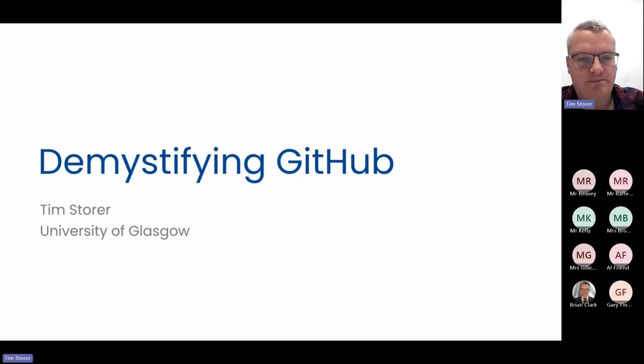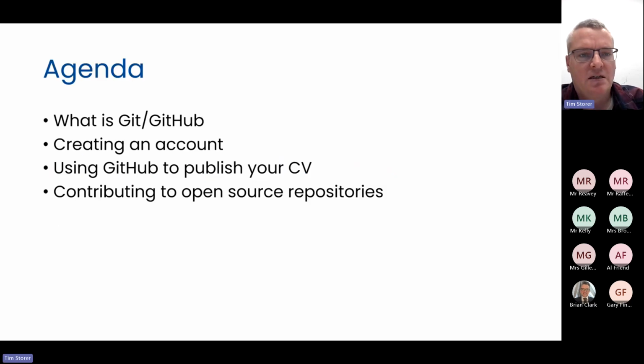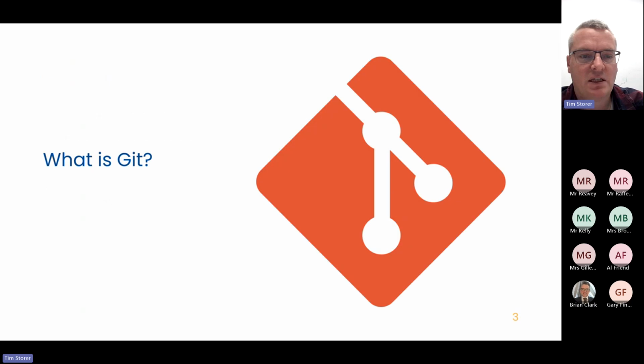So I'll talk a little bit about what is Git and what is GitHub, how you go about creating an account using GitHub. Well, sorry, I'll skip that, but I'll look at how you use GitHub to publish your CV as a way of promoting your profile on GitHub, and I'll also talk about how you can get involved in contributing to open source repositories and why you might want to do that, why that might be a good thing to do.